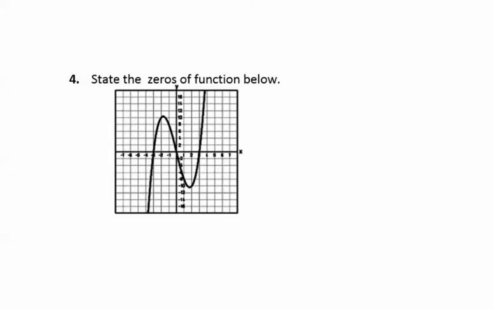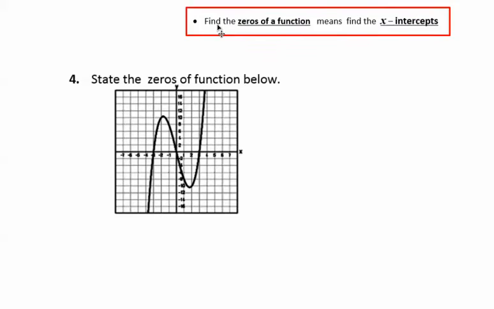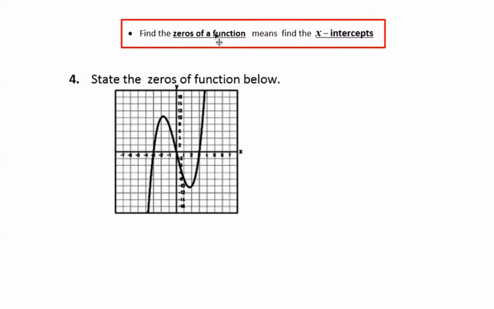Next problem. Here they're asking us to state the zeros of the function below, and this function is given in graph form. If you refer to your notes, it's going to remind you that to find the zeros of the function means to find the x-intercepts. So it's very important for you to remember the x-intercepts and the zeros refer to the same thing.